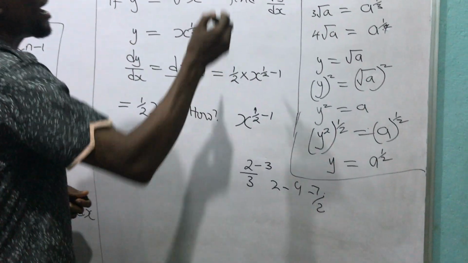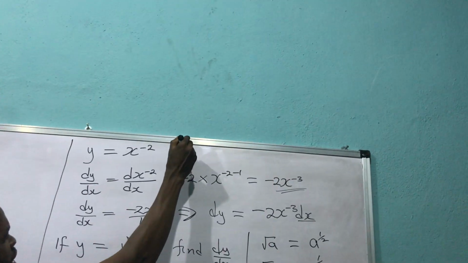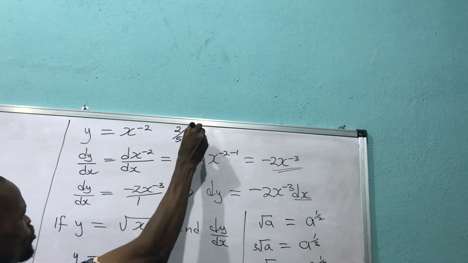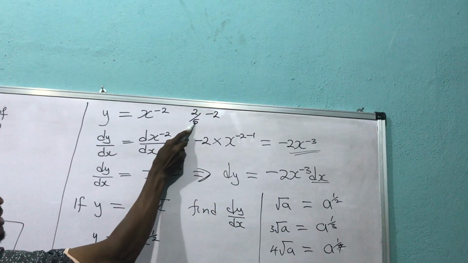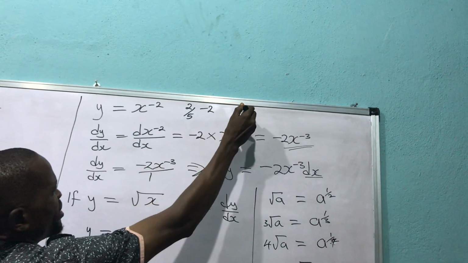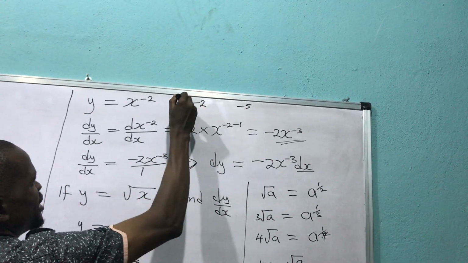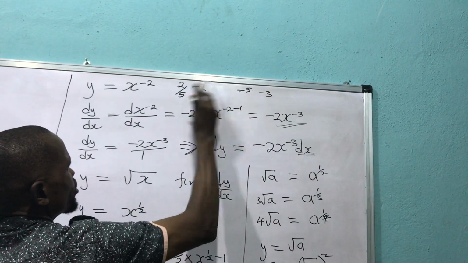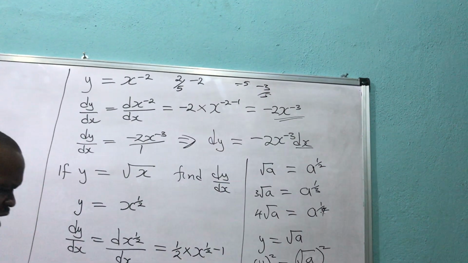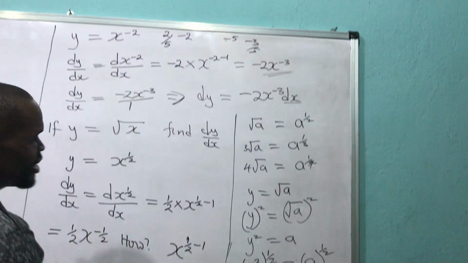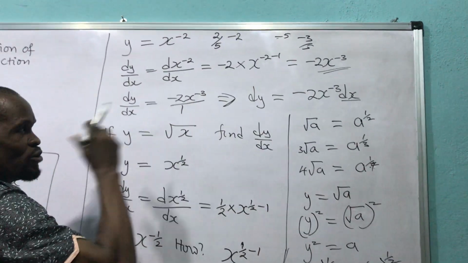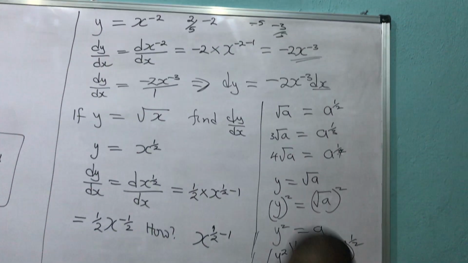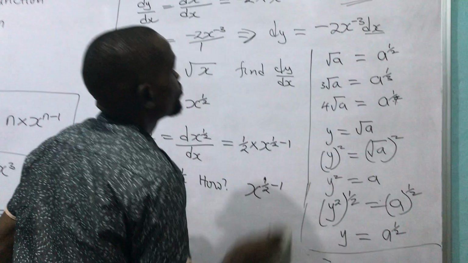Then assuming you have again maybe 2 over 5 minus 2. Simply what you would do, this times this will give me minus 5. Then this 2 minus 5 will give me minus 3 over 5. And when you do LCM, you will still get back to this. I'm just showing you the shortcut of this. Then let's move.